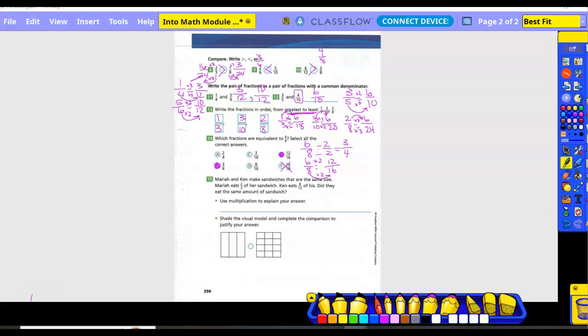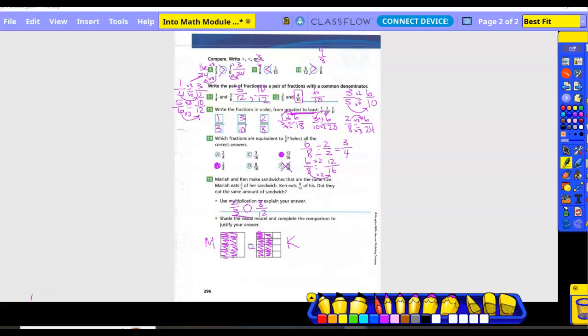Okay, so let's do the visual model real quick first. So this is Mariah and she ate 2/3, right? This is Ken and he ate 8/12. So I'm going to fill them in so they look somewhat similar if I need to compare. So what do you notice about those? They're both equal. So I have 2/3 compared to 8/12.